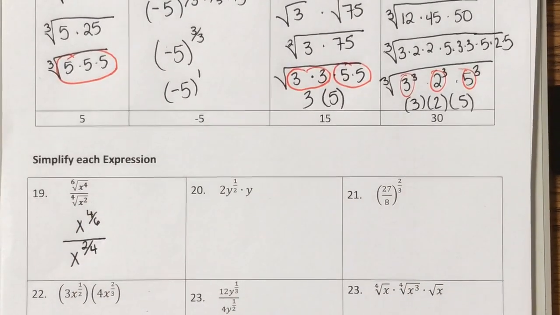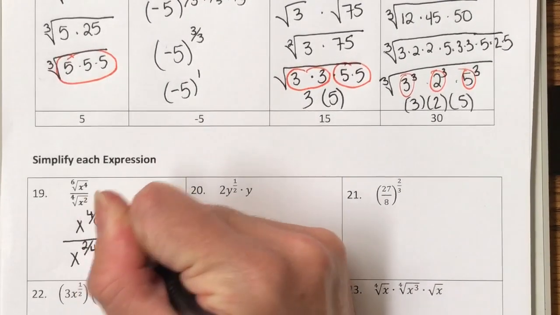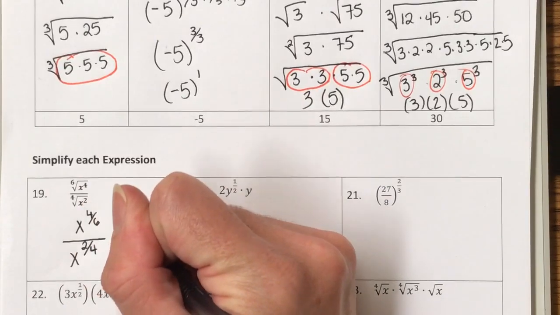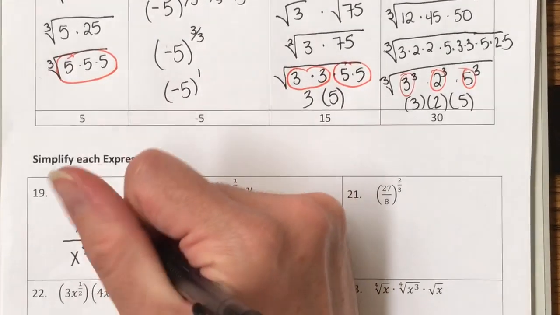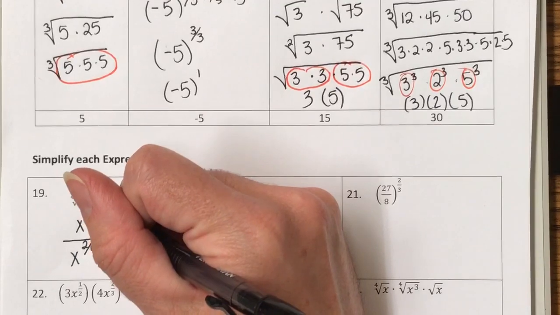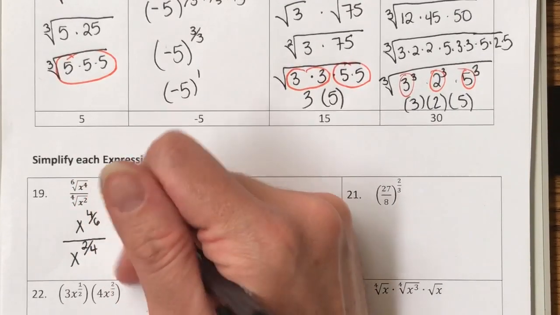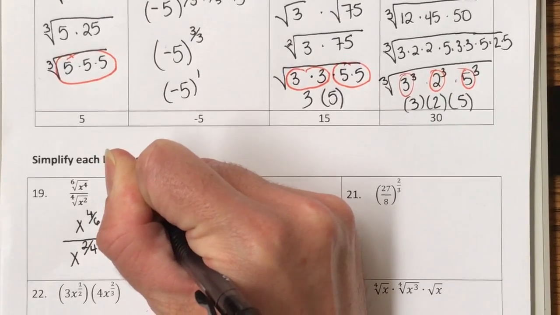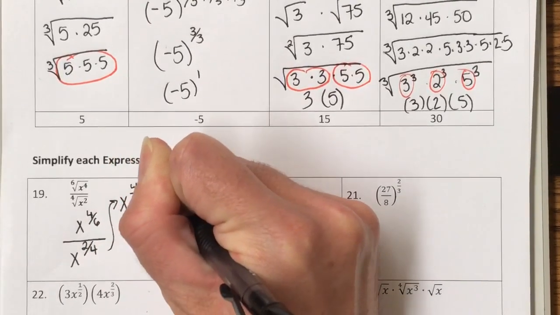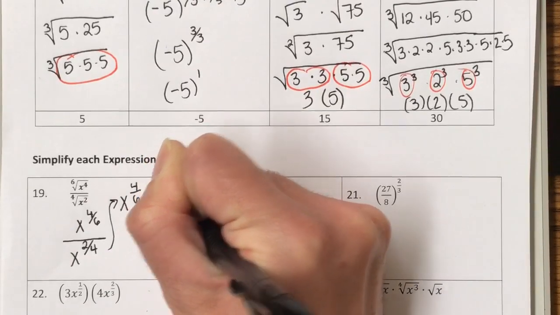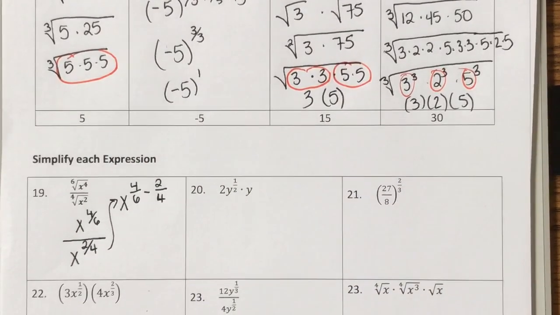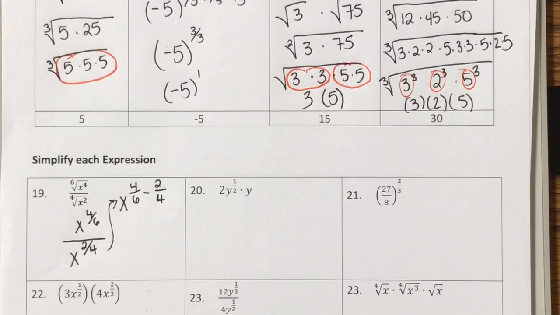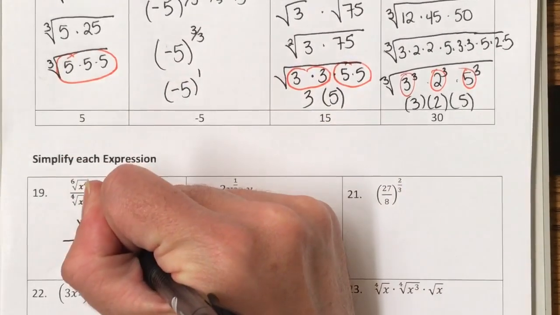Now, the rule says if you have the same base, you want to subtract your exponents. This is the quotient rule. So what I want to do is subtract my exponents. So x to the 4 sixths minus 2 fourths. Okay, well, I need to find a common denominator. So looks like 12 is going to be my common denominator.